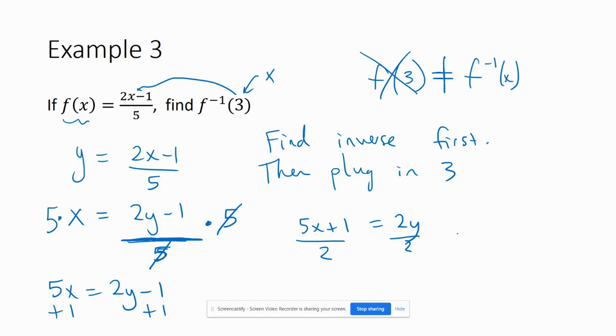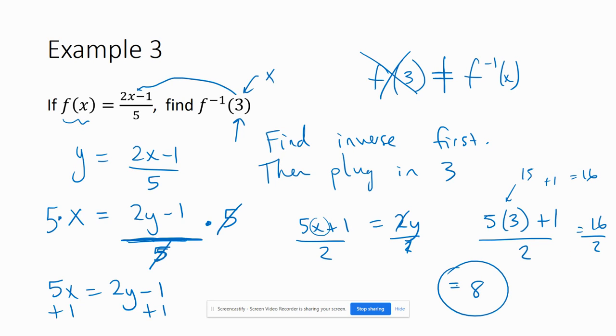Okay, and we could leave this like this, (5x plus 1) over 2, because what we really want to do now is plug in 3. Plug in 3 for this x. So 5 times 3 plus 1, over 2. And now follow the order of operations. 15 plus 1 is 16. And then divide by 2 and we get 8 for our final answer.